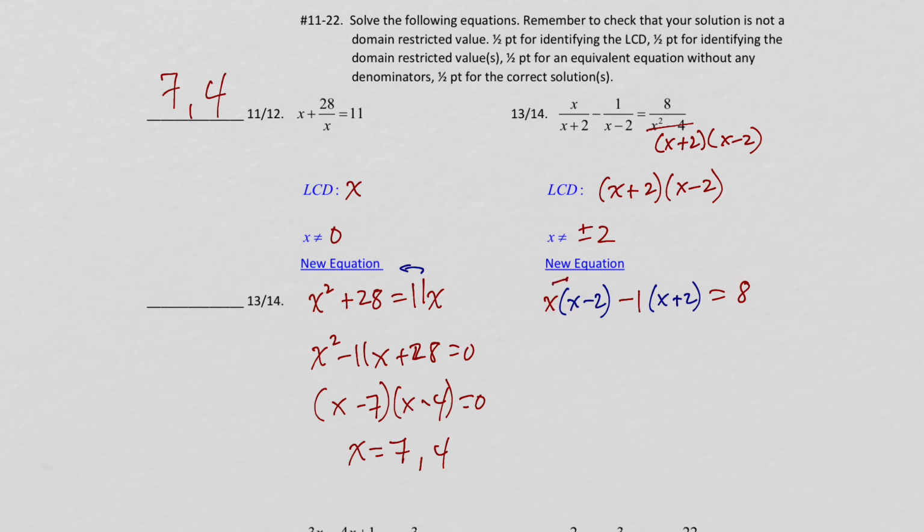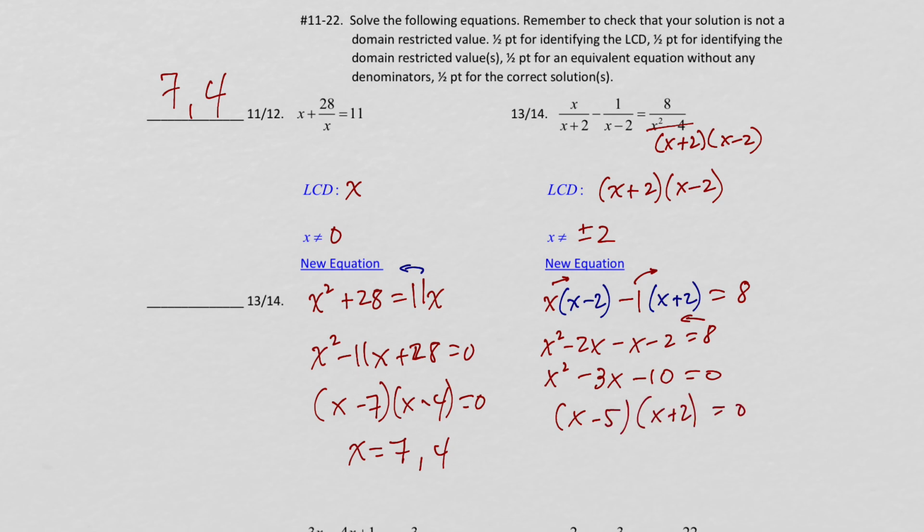Now I'm going to distribute this x and get x squared minus 2x. I'll distribute the negative 1 and I'll get negative x minus 2 equals 8. So x squared minus 3x, I'll bring this over, and we'll have minus 10 is equal to 0. So we have (x minus 5)(x plus 2) is equal to 0. So x is equal to positive 5 and negative 2.